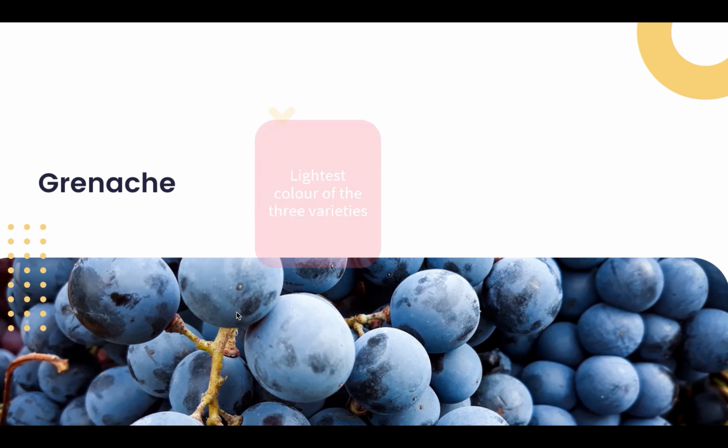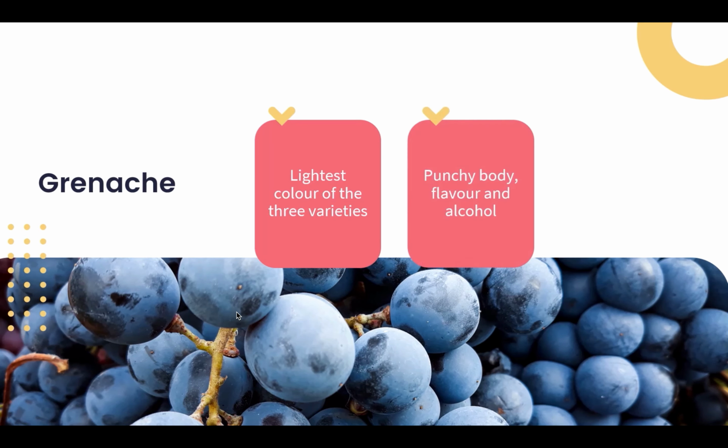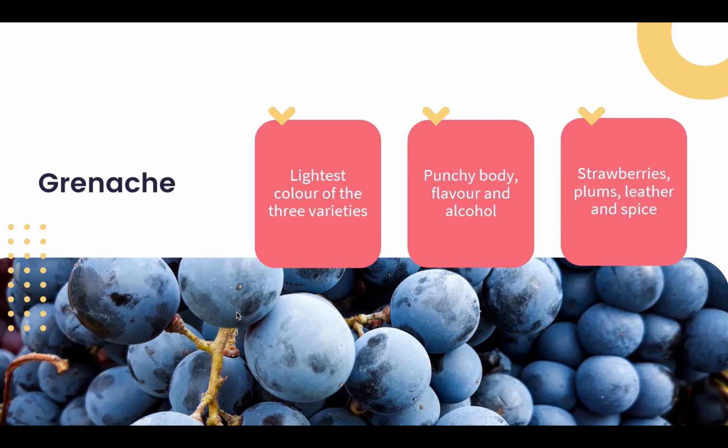Grenache is the lightest in color of the three varieties, but this wine definitely packs a punch when it comes to body, flavor, and alcohol. These grapes are normally picked quite ripe, so expect an alcohol percentage of 15% alcohol by volume or even higher. The primary flavor and aroma profile of Grenache includes red fruits like strawberries and plums, leather, and lots of spice.